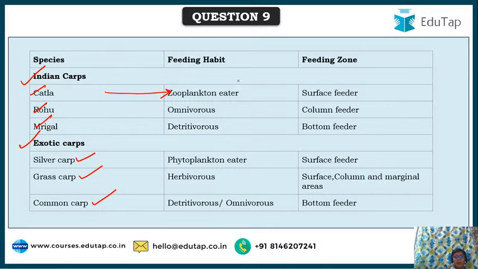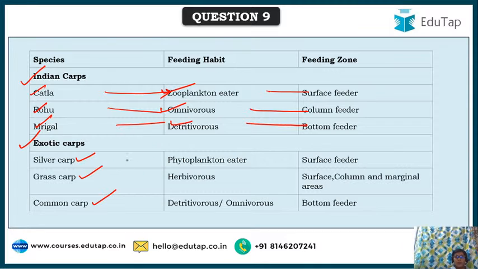Katla, it's the feeding habit. Here I have also provided the feeding zone. Katla, zooplankton eater. Rohu, omnivorous. Mrigal, detritivorous. Again, Katla is a surface feeder, Rohu is a column feeder, and Mrigal is a bottom feeder. Because of their differential feeding habits and differential feeding zones, composite fish culture is possible. Based on that, I think in one of my classes we have already discussed the composition that is generally followed in India especially. I don't exactly remember which class.